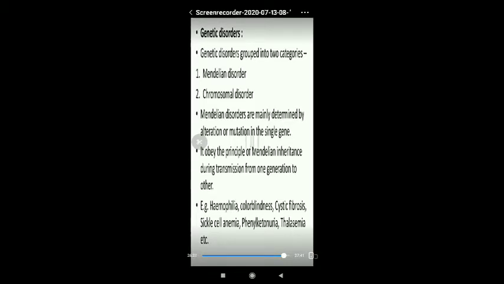Phenylketonuria is an inborn error of metabolism which is inherited as an autosomal recessive trait. Its gene is associated with the 12th chromosome. It is a rare disease in which the individual lacks an enzyme called phenylalanine hydroxylase, which is needed to break down an essential amino acid, phenylalanine, into tyrosine in the liver.